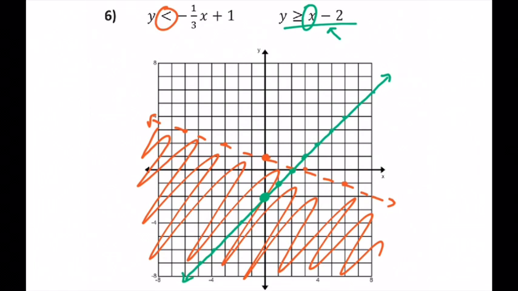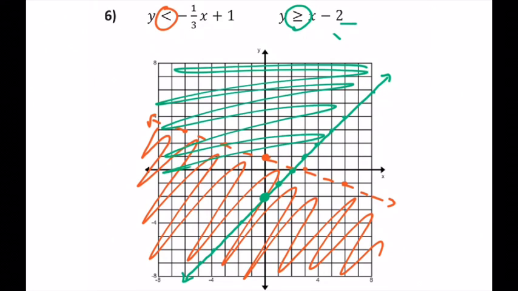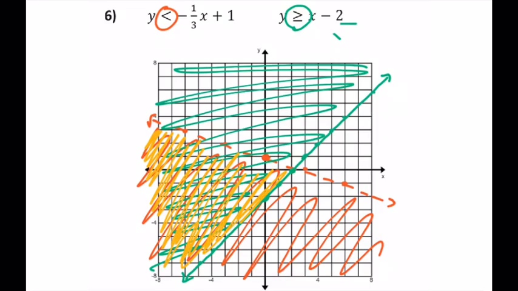Okay, and then it says y is greater than, so the part that says greater than right there, I'm going to shade above that line. So that's going to be all of this above my green line. So my solution is this area where the red and the green overlap, and so that's in this region right here.